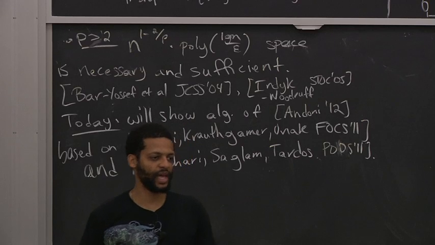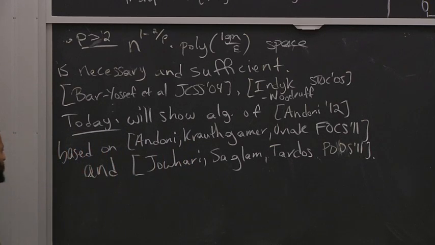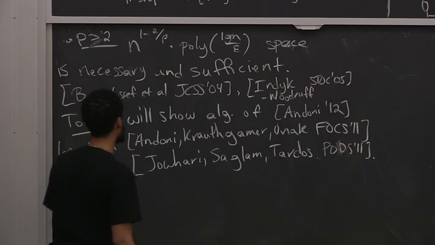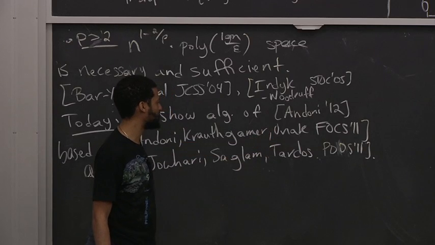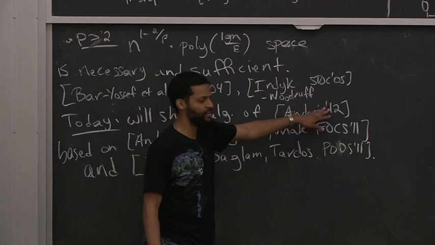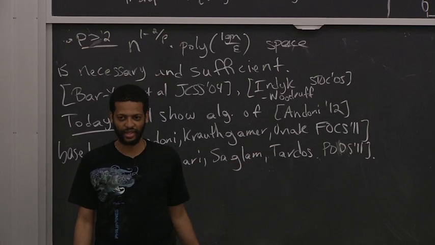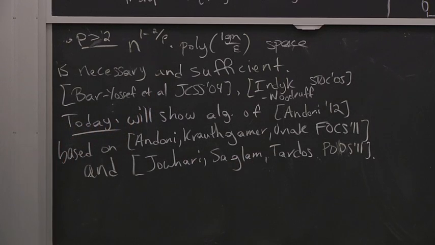So if you can't find any of these references when you're preparing the scribe notes, just put a placeholder and I'll fill them in. I actually put the conference names for these. This one is a manuscript on his website, so I can put the link to that. Okay, so I'm going to show you this approach of Andoni, which is based on these other papers.